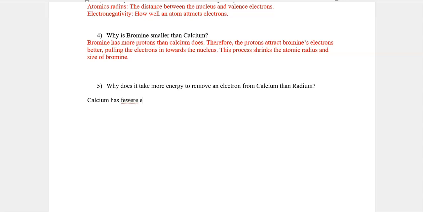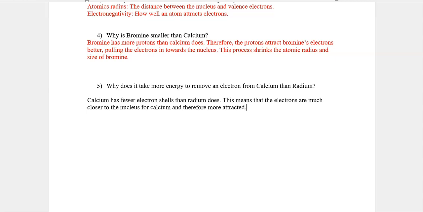Calcium has fewer electron shells than radium does. This means that the electrons are much closer to the nucleus for calcium and therefore more attracted. As the electrons are more attracted, they should take more energy to remove.